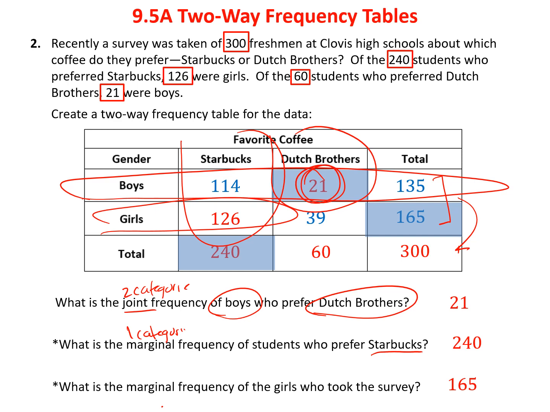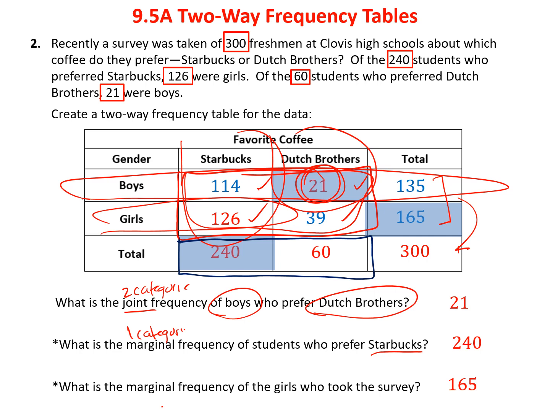And that's how we identify, again, the joint frequencies would be these in the middle here. These are all joints because they tell you two things: boys Starbucks, boys Dutch Brothers, girls Starbucks, girls Dutch Brothers. The marginal ones tell you the sum. So these two down here are the total Starbucks, total coffee, and then over here in the margin, total boys, total girls. And then lastly, of course, this is our grand total.